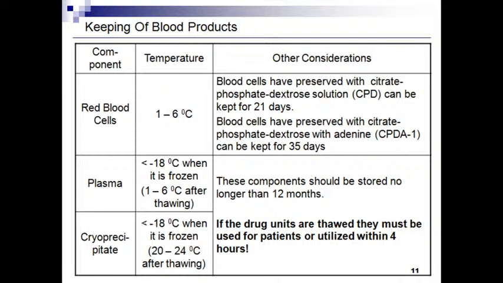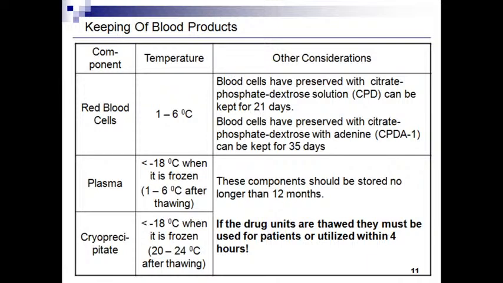If the plasma is frozen, we can keep the hemacones with plasma up to 12 months. If the plasma is stored thawed, we must use the plasma for patients, or we must utilize the unused plasma within 4 hours. The same applies to cryoprecipitate.